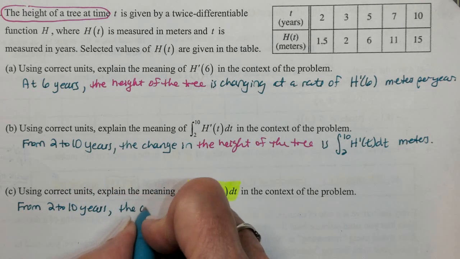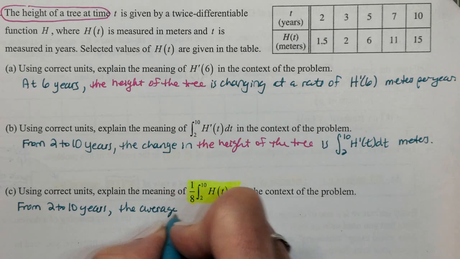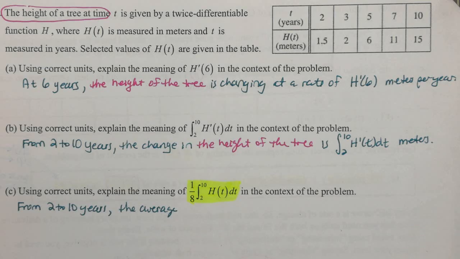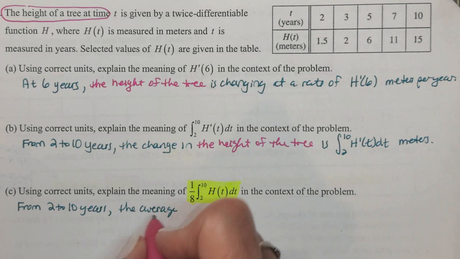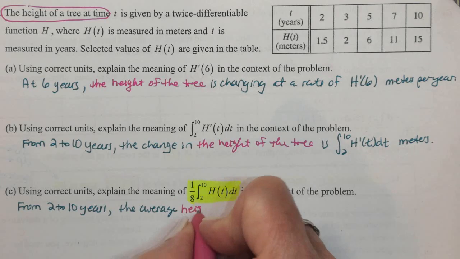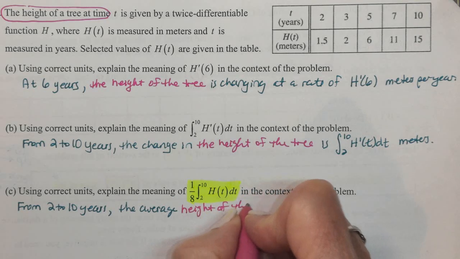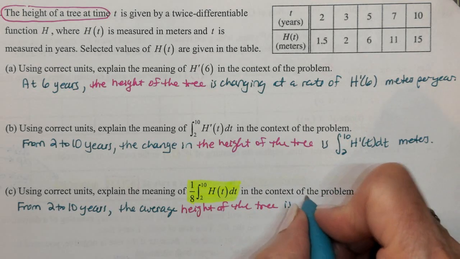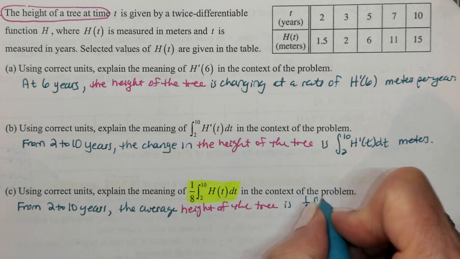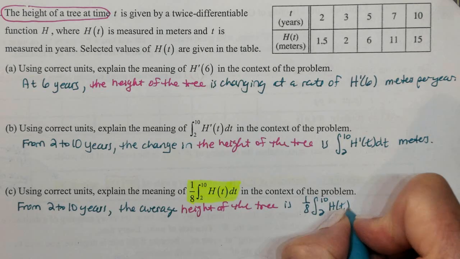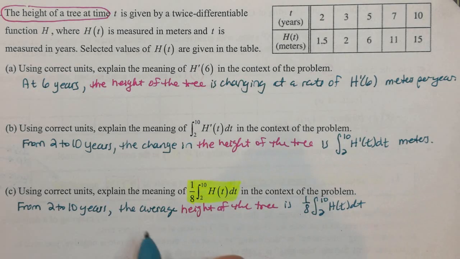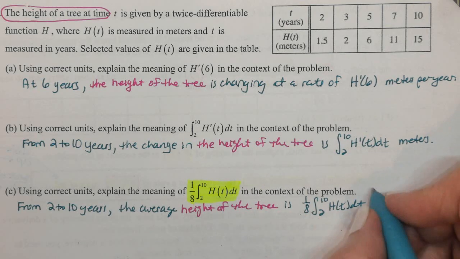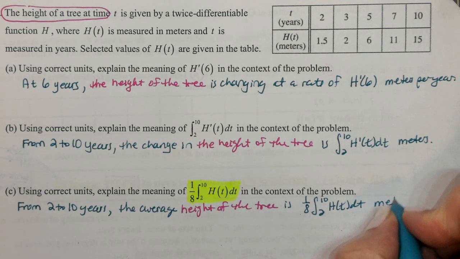The average, not the average rate of change, just the average h. But we don't say h, we say the meaning of h. The average height of the tree is this integral expression, and then the average height of the tree will have tree height units, so meters.